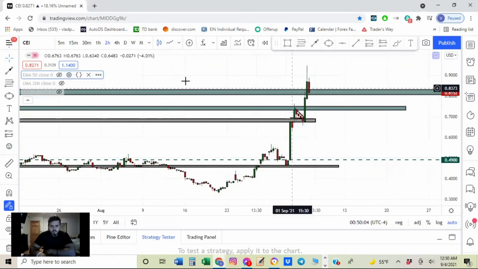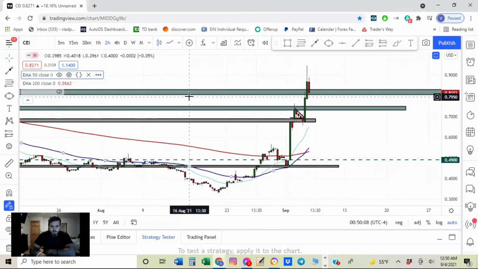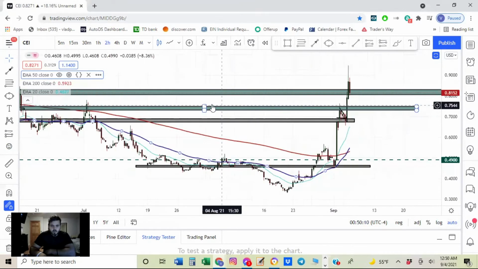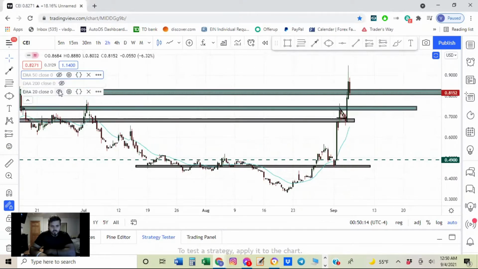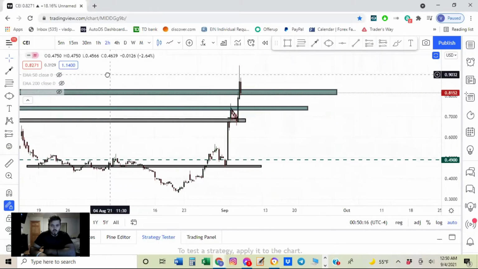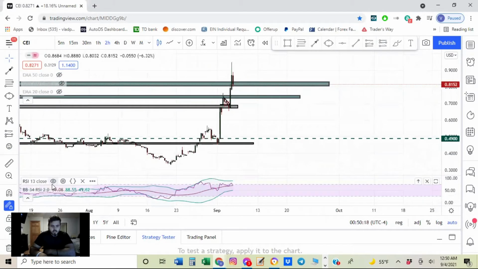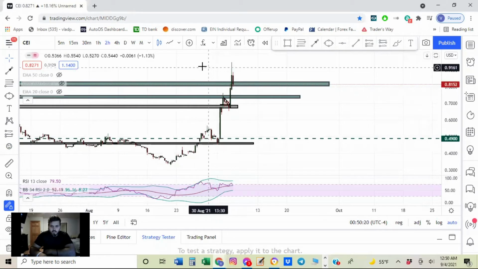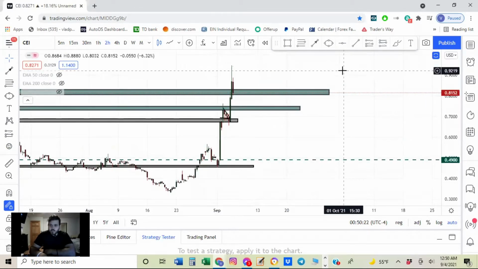So I have EMA, exponential moving average. For all of these right here, you are only able to use one, I believe. You can only have one going at a time. I do have RSI here, the relative strength index. So you are only able to use one.